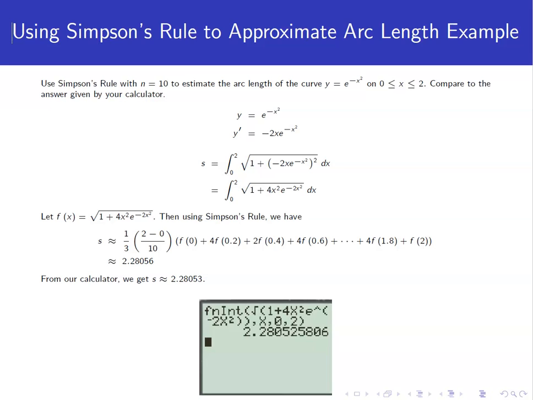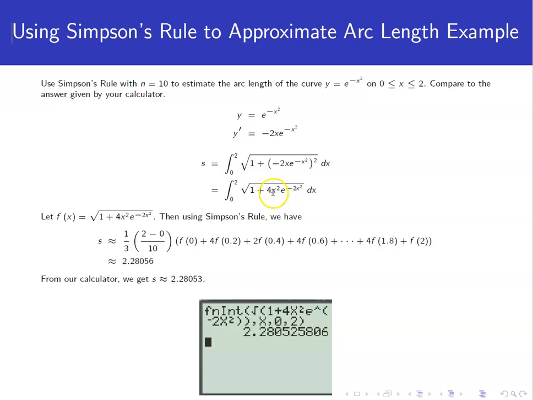Well, if our function is e to the minus x squared, our derivative would be negative 2x e to the minus x squared. So under the radical, we get 1 plus 4x squared e to the minus 2x squared. That would be very, very difficult to integrate by hand. However, we do know what our f of x is now. Our f of x is our integrand.